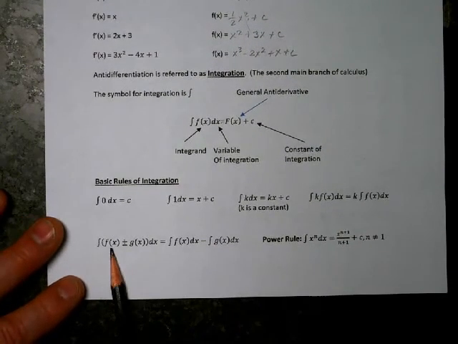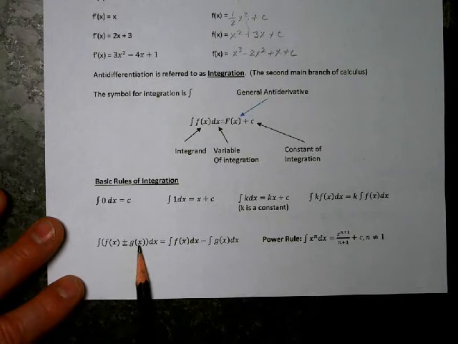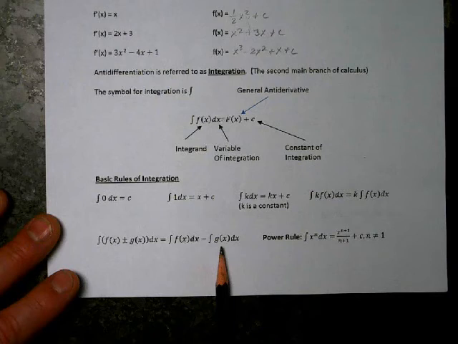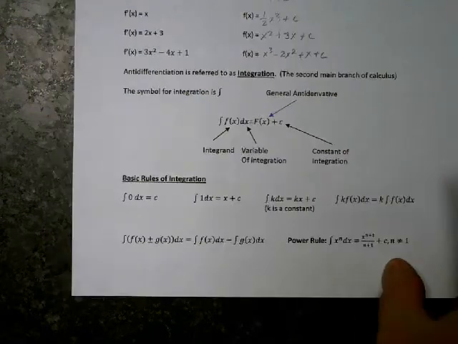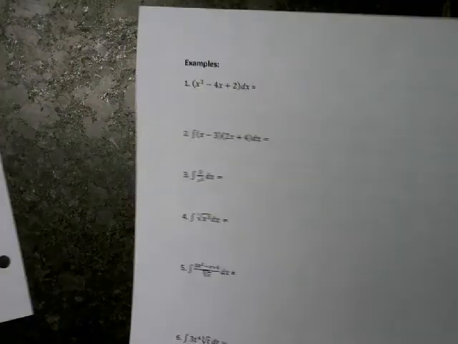Here are a couple more rules you need to keep in mind. If I integrate f of x plus or minus g of x dx, you can break those up: integrate f of x, minus integrate g of x. Now, in general, the power rule is if I integrate x to the n power dx, you're going to add 1 to the exponent, so it's n plus 1, then you divide everything by that exponent, and you add on c. That's just a general overall rule we need to keep in mind.